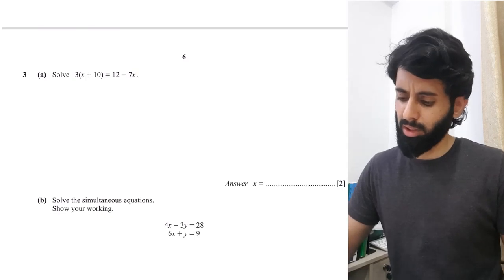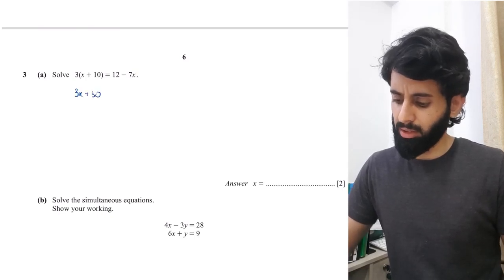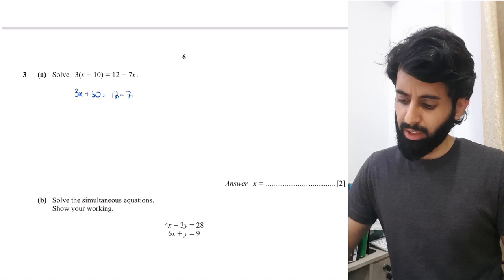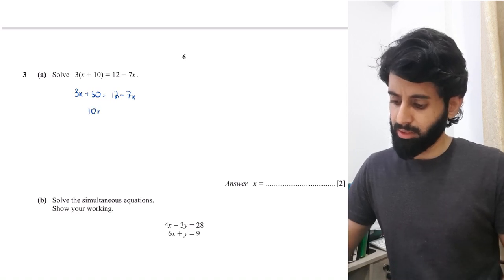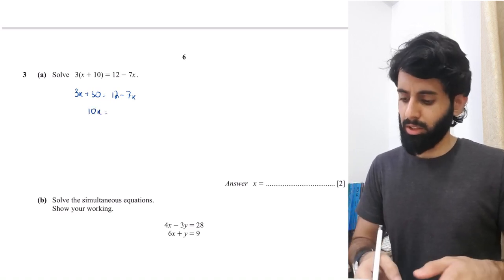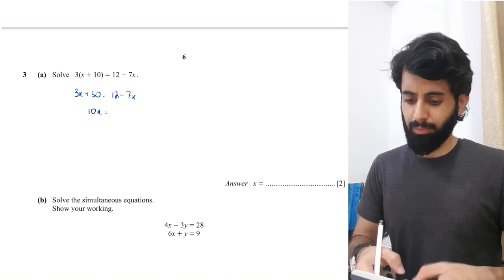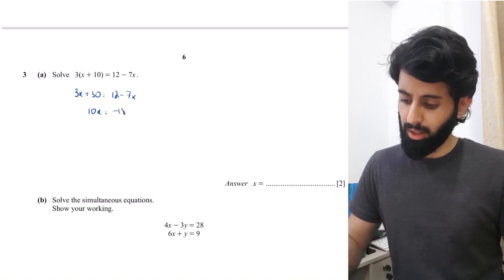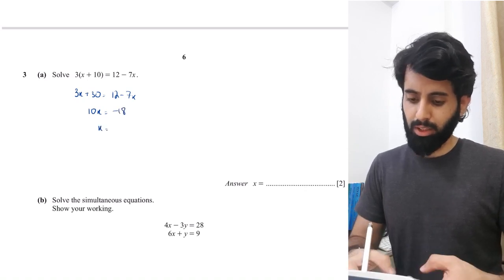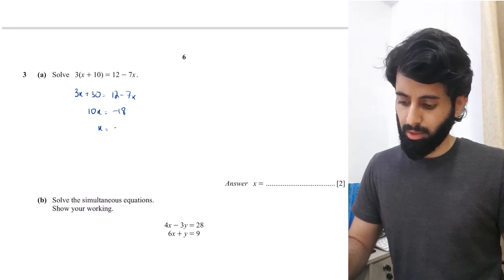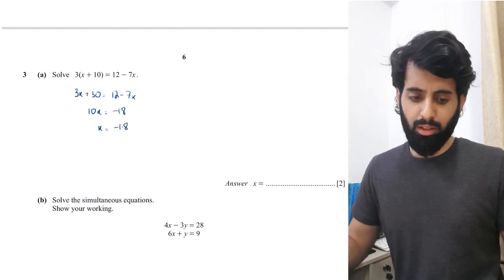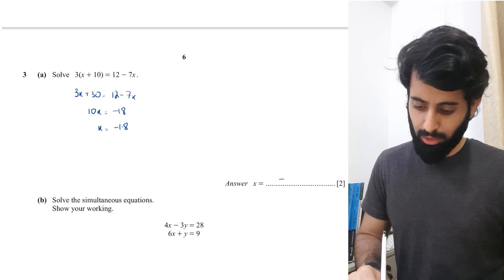Pretty simple. Solve: 3x plus 30 is equal to 12 minus 7x. Let's get all the x's on one side, so 10x, and all the numbers on the other. 12 minus 30 is equal to minus 18. So x is equal to minus 18 divided by 10, which is equal to minus 1.8 or minus 9/5, whatever you wish to write it as.